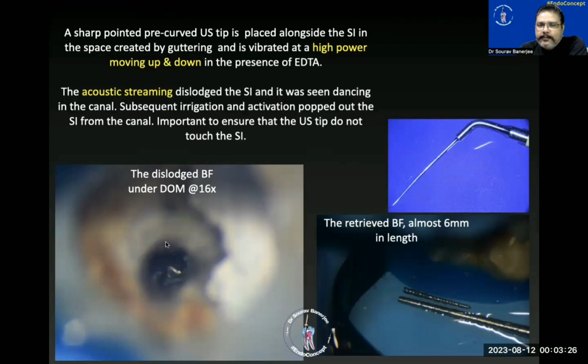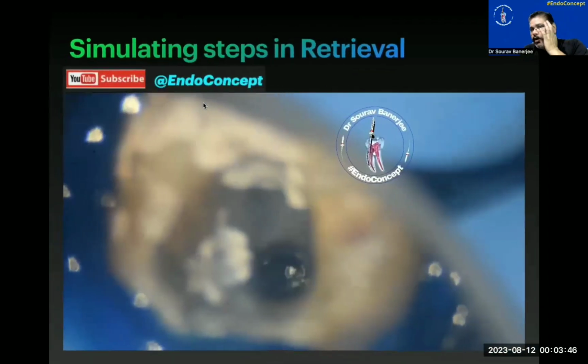We just placed the instrument in this space, activated and pulled it up, and the instrument pops out. This is the acoustic streaming that happens because of the ultrasonic vibration and the impulsion that actually lets the instrument pop up in the canal. Here is a small video of how we do the guttering, working on the inner wall to free the instrument from the canal, and then subsequently how we activate in the presence of either EDTA or silicone oil to let the instrument pop up in the canal. We'll just have a small video here.